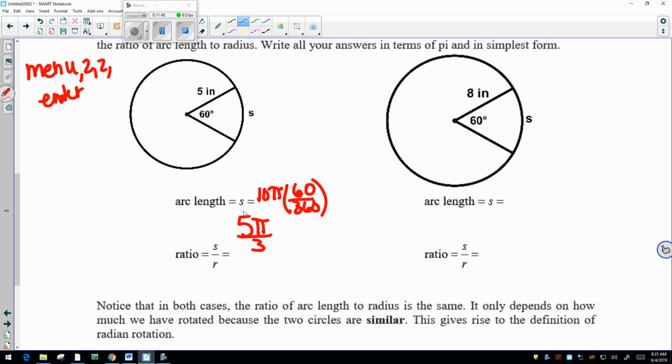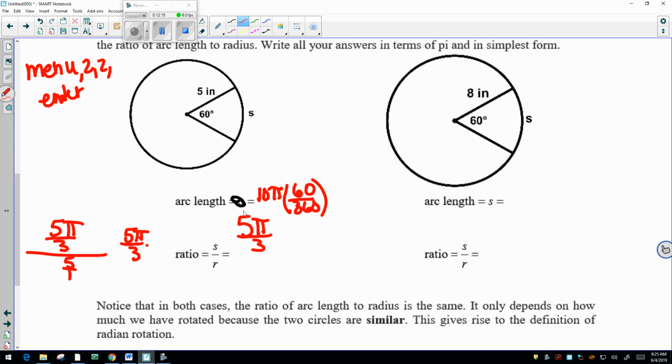Okay, now we want to make the ratio of the arc length. Notice we're symbolizing the arc length with S. So the ratio of the arc length over the radius. Okay, I'm going to do this work over here. So I have 5 pi over 3 divided by the radius, and the radius is 5. Okay, I can put that 5 over 1. Then if we think of dividing fraction properties, keep, change, change. Keep the first fraction.